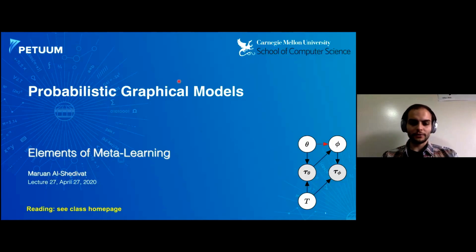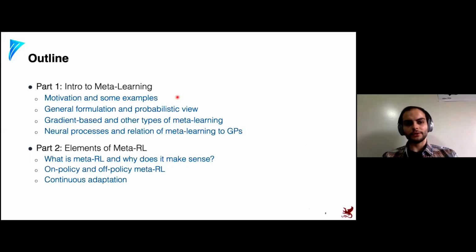Today we're going to go through lots of topics related to meta learning, and in general, I'm going to split this lecture into two parts. The first part is going to be broadly an introduction to meta learning. I'm going to go through some motivation and a bunch of examples. We're going to look at the generic formulation, of course, with a probabilistic view to make it connected to PGM. It's pretty connected and it's pretty related. And two classes of methods: basically gradient-based meta learning and embedding or prototype-based meta learning.